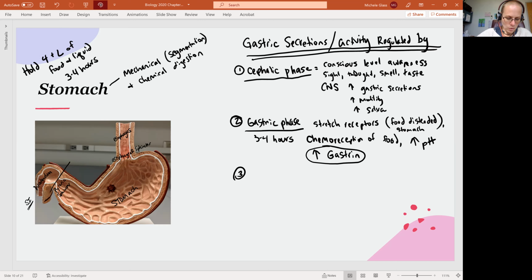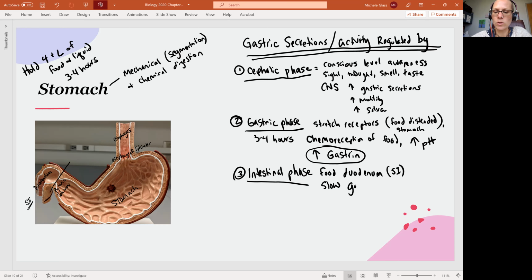Okay. The third phase is described as the intestinal phase. And here what we see is this is triggered by the food entering the duodenum, which is, of course, the top portion of the small intestine. And this will actually slow gastric activity. This is so interesting to me. So the actual stretch of food entering the duodenum, the beginning part of the small intestine, will slow down the activity of the stomach.